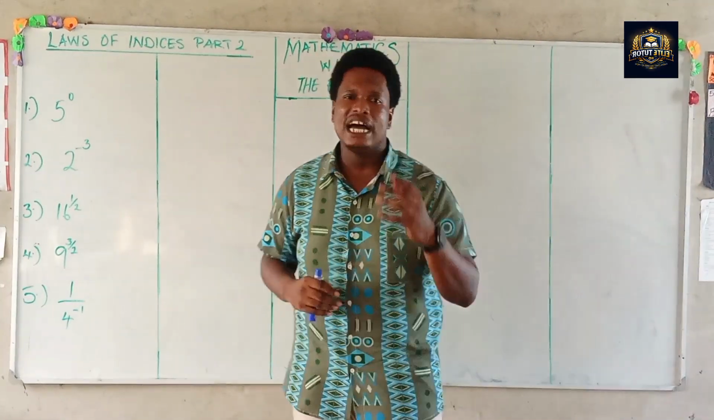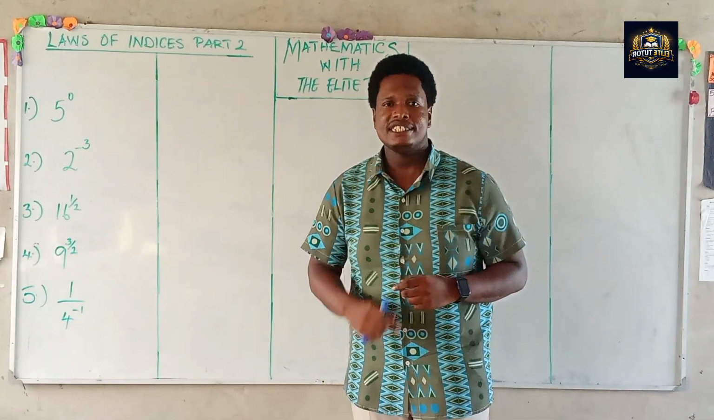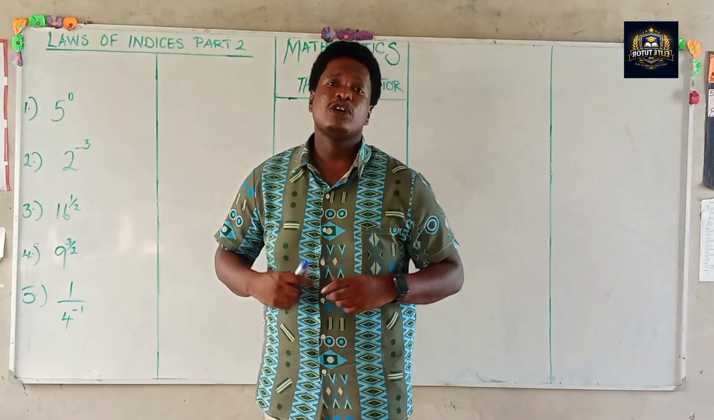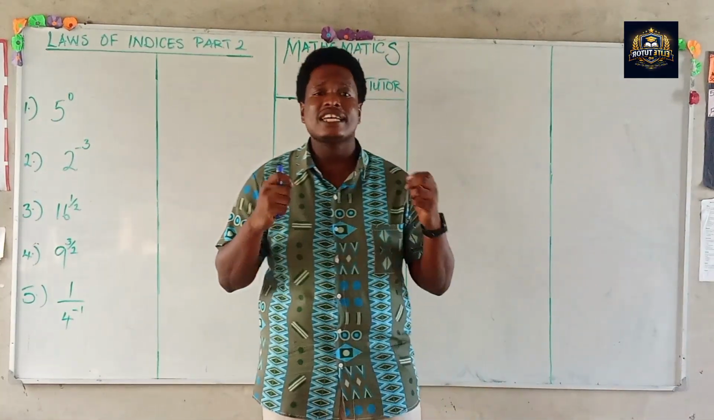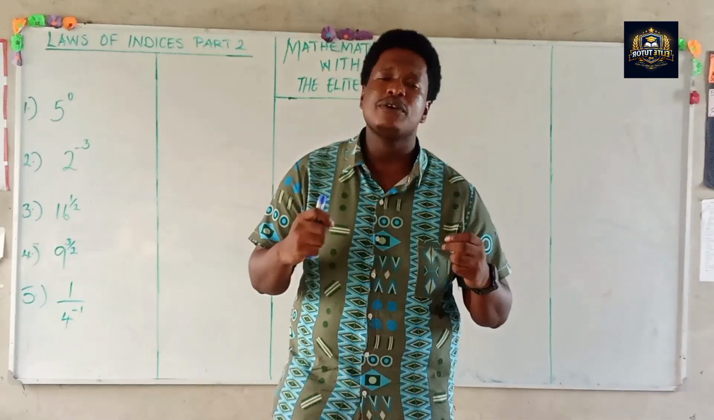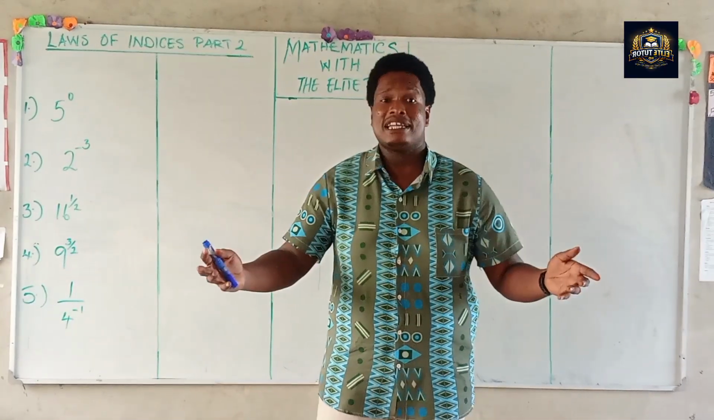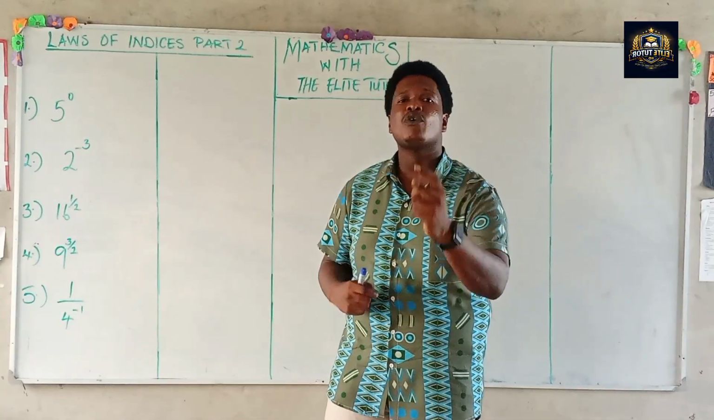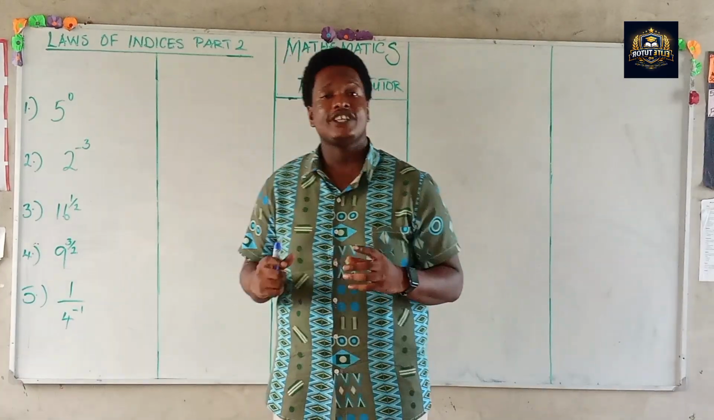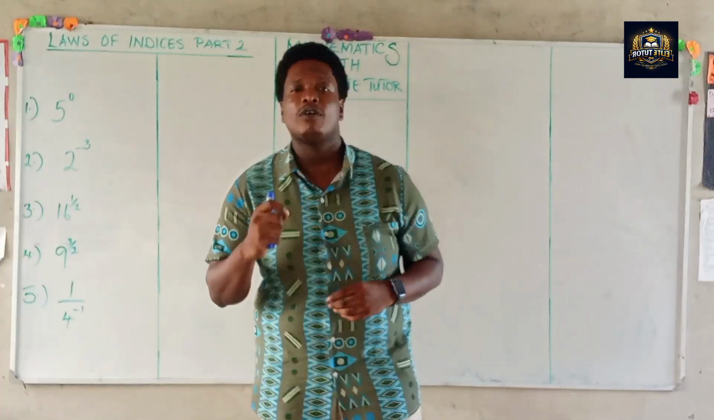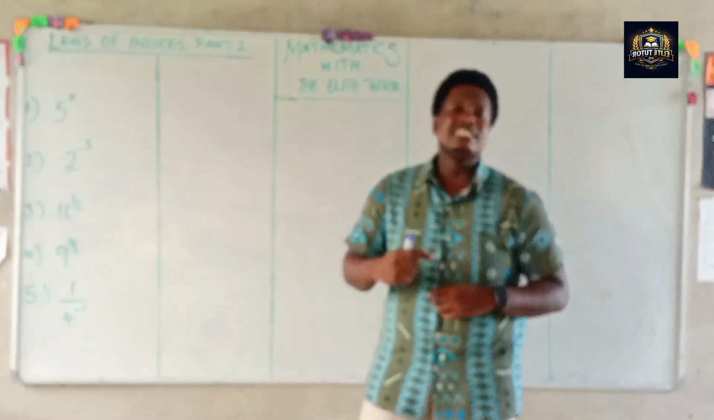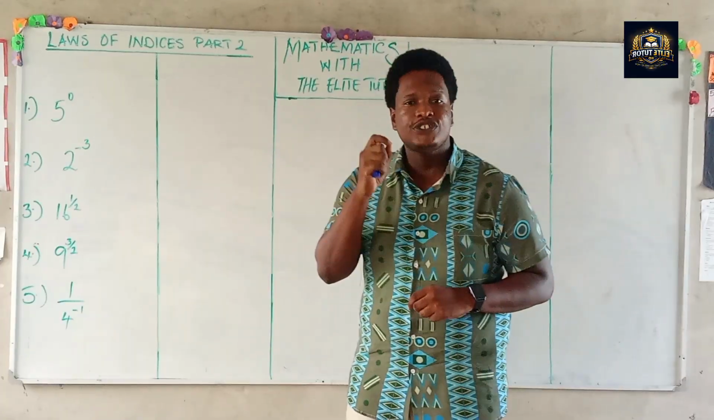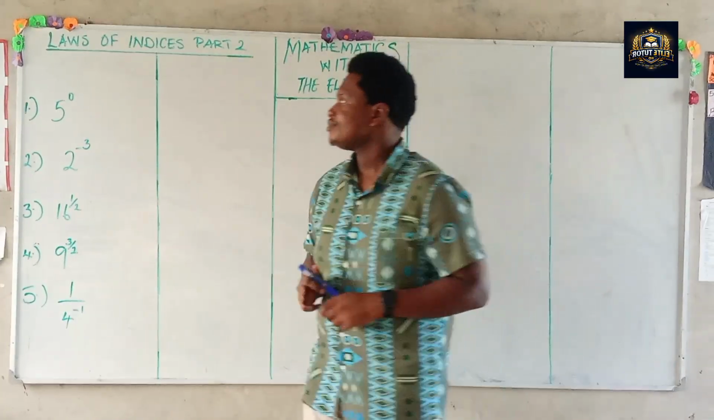But in today's video, we are going to be looking at 3 laws of indices, and I want you to follow closely. Now, the first law of indices we are going to be looking at is the zero index law. So firstly, what do we mean by this zero index law? This zero index law means anything raised to the power of 0 is 1. That's what the zero index law states. Anything raised to the power of 0 is 1, not 0. So it means that 100 raised to the power of 0 gives us 1. That's the zero index law.